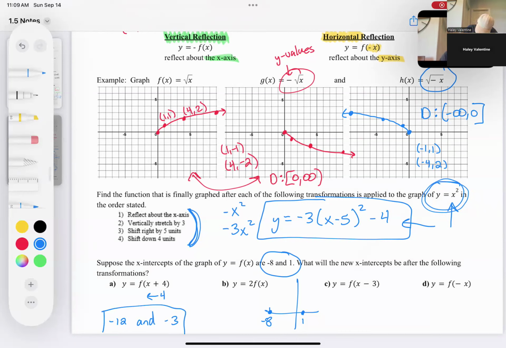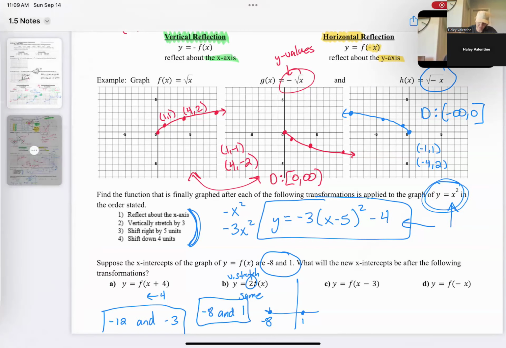Here, that 2 is a vertical stretch. What I had started when I was talking about stretching is, remember, stretching doesn't change the location of where you're starting. It changes how quickly your graph is growing. Because of that, you do not change the x-intercepts. They are actually the same. So the x-intercepts would be negative 8 and 1.